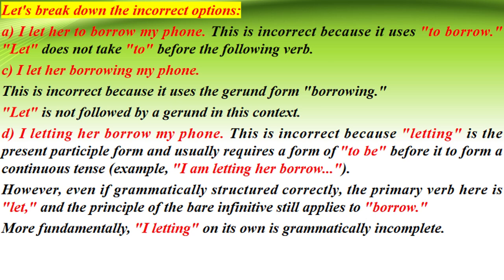D. I letting her borrow my phone. This is incorrect because letting is the present participle form and usually requires a form of to be before it to form a continuous tense. Example, I am letting her borrow my phone. However, even if grammatically structured correctly, the primary verb here is let, and the principle of the bare infinitive still applies to borrow. More fundamentally, I letting on its own is grammatically incomplete.